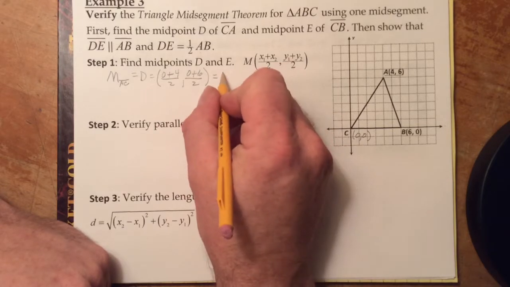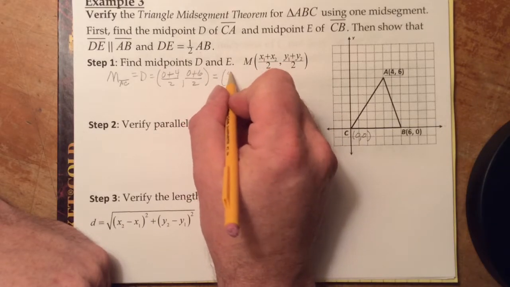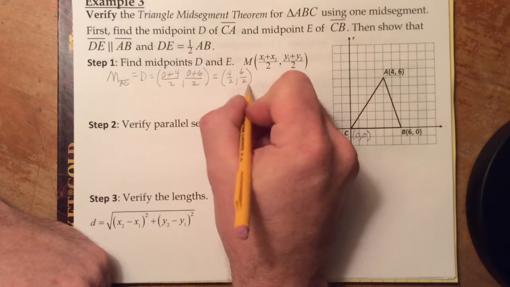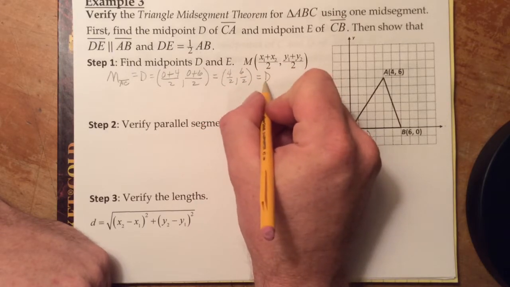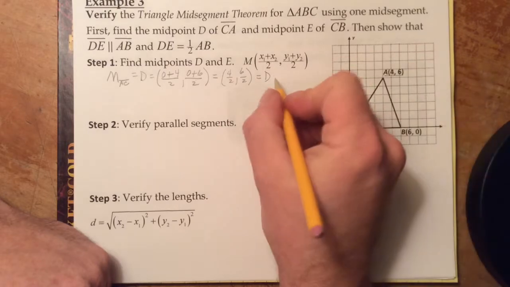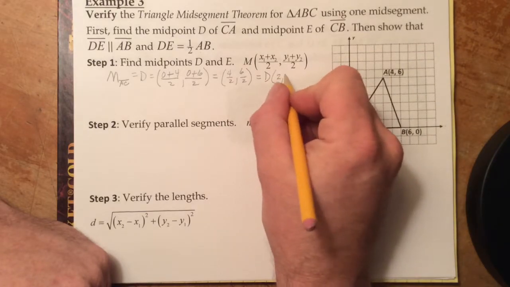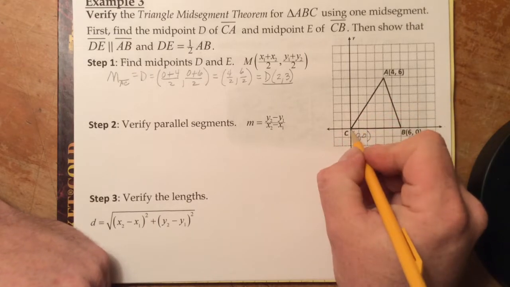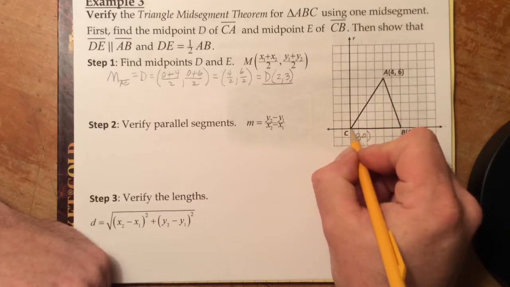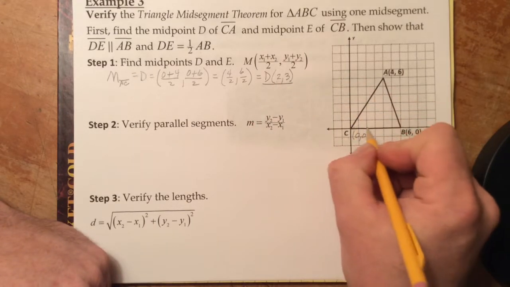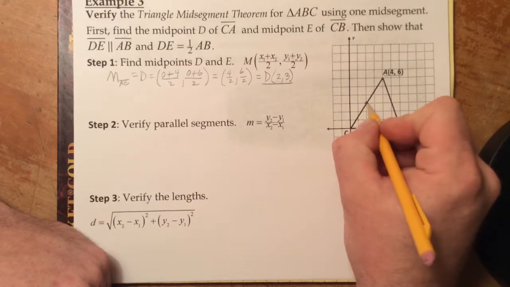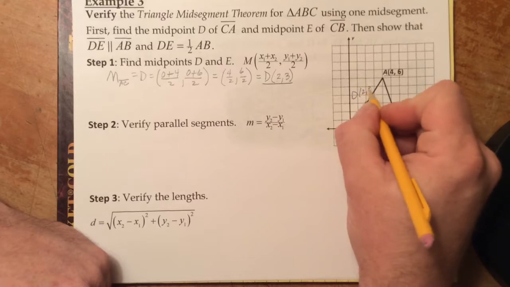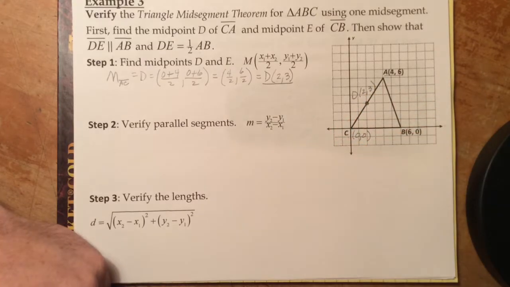That gives us (0 plus 4) is 4 over 2, comma, (0 plus 6) is 6 over 2. Simplifying further, we get D, the midpoint of AC, is at (2, 3). So let's see if that worked. Start at the origin, go to the right 2, up 3. And there is D, the midpoint at (2, 3), the midpoint of AC.